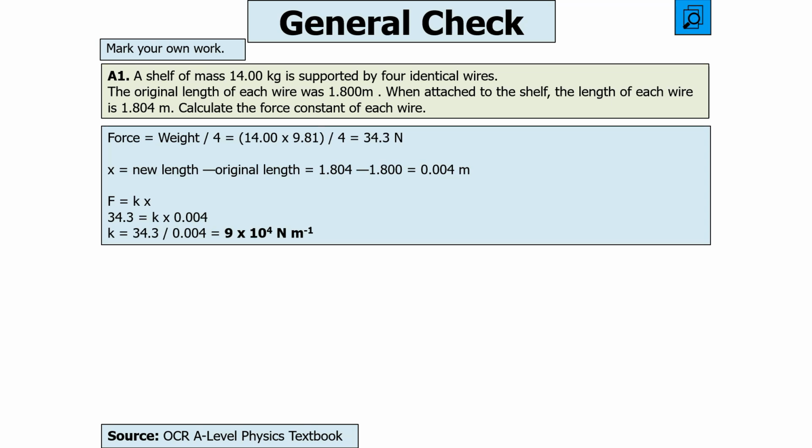Our extension is the difference in length, so 0.004 meters, and therefore we know F equals Kx, so the spring constant K is equal to F over x, or 34.3 divided by 0.004, so it's 9 times 10 to the 4 newtons per meter.